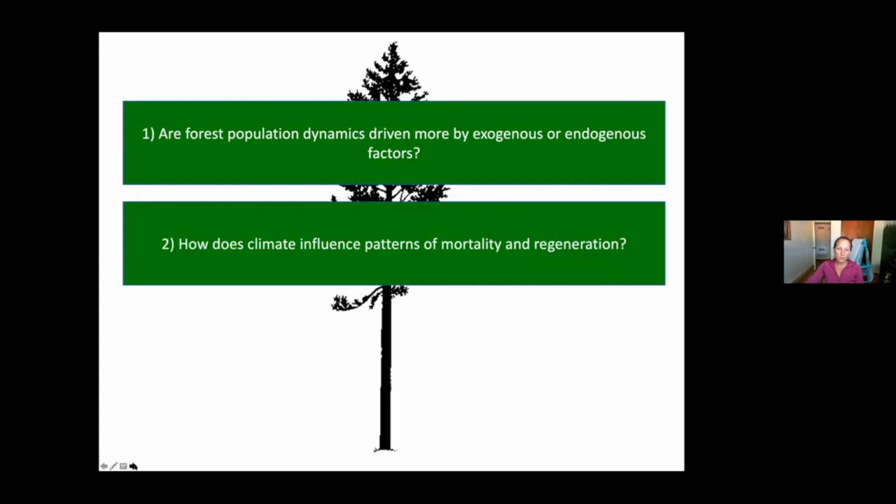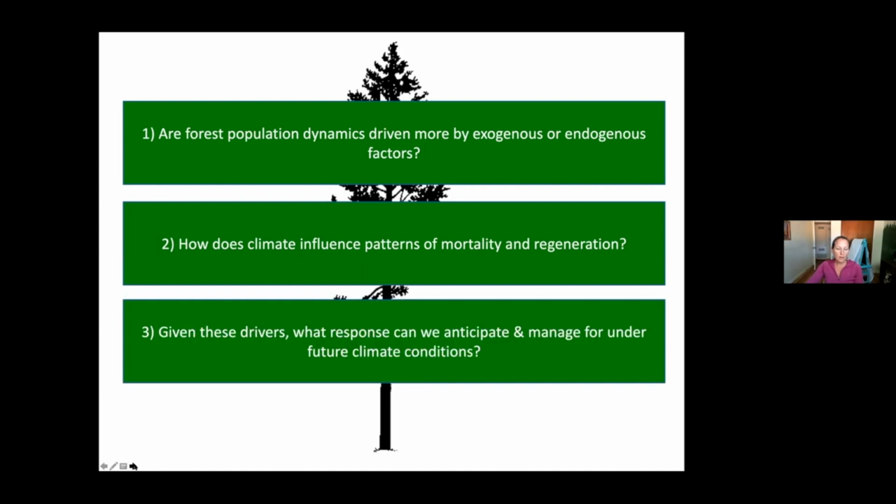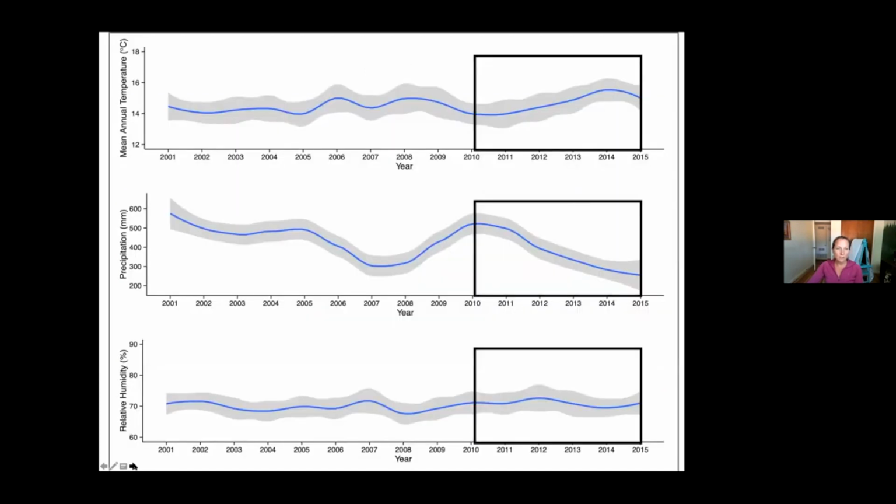Our second question was specifically looking at how climate influences patterns of mortality and regeneration. So trying to look at the demography or the response of these species to drought. And then our third was to try to get at what we can do, what we can anticipate, and how we can manage for the species under future climatic conditions. These endemic species are particularly sensitive given their narrow distributions and the potential catastrophic influence of mortality on their future success. So I'm going to dive right into some of the climatic data and our results.